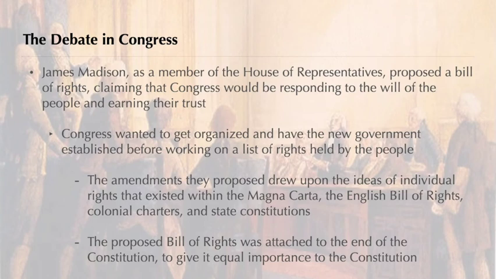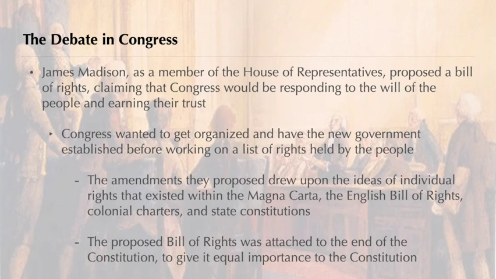Two months later, in August, members of Congress began preparing the amendments that they hoped would become the Bill of Rights. After some debate, they produced a list that drew on many earlier statements of individual rights, such as the Magna Carta, the English Bill of Rights, colonial charters, and state constitutions.